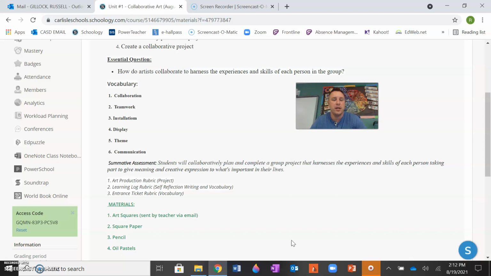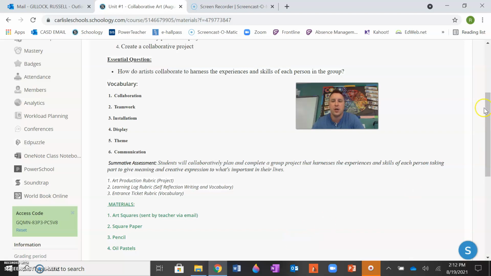You will be graded, as in all projects, based on your final project, your art production rubric. You'll be graded on your learning log, which is a self-reflection and understanding of your vocabulary. And lastly, your entrance tickets, which you'll complete during each lesson.